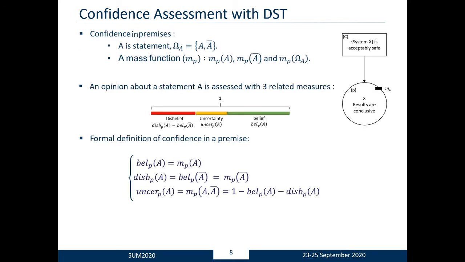We start with confidence in premise. Let's take A as a statement with a frame of discernment made of two states, A and A bar, and a mass function MP with three measures. An opinion about the statement A is assessed with three related measures: belief, disbelief, and uncertainty, and we can formally define the confidence in premise by the three equations below.